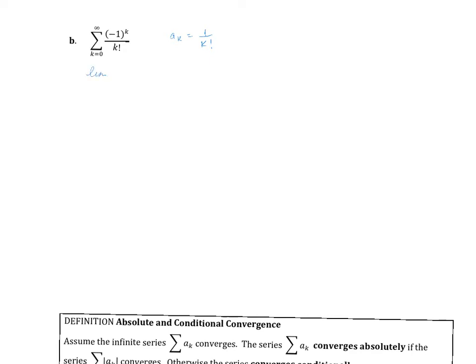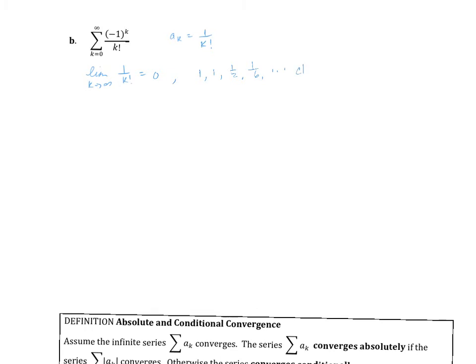Well, I know that the limit as k goes to infinity of 1 over k factorial. Again, notice that the numerator is constant, the denominator just keeps growing. So this is equal to 0. And then if I look at my terms, starting with k is equal to 0, 1 over 0 factorial. 0 factorial is just 1, so I have 1. When k is equal to 1, it's still 1. When k is equal to 2, it's 1 over 2 factorial, which is 1/2. When k is equal to 3, 3 factorial is 6.